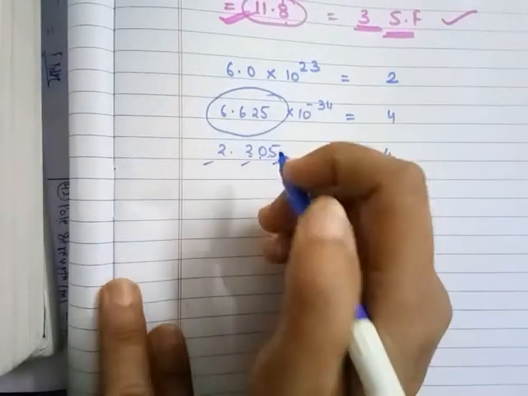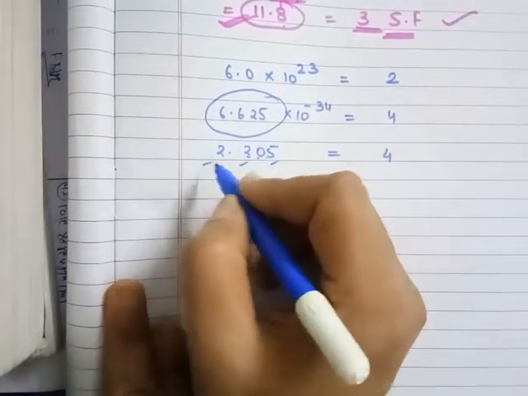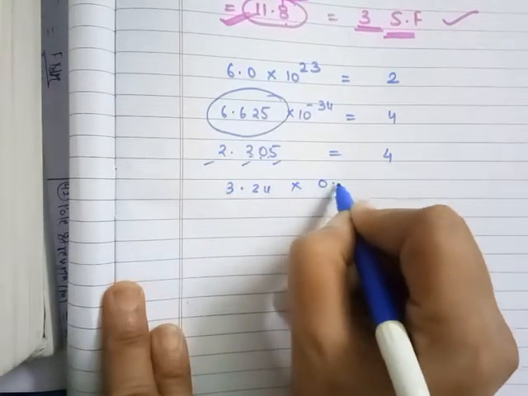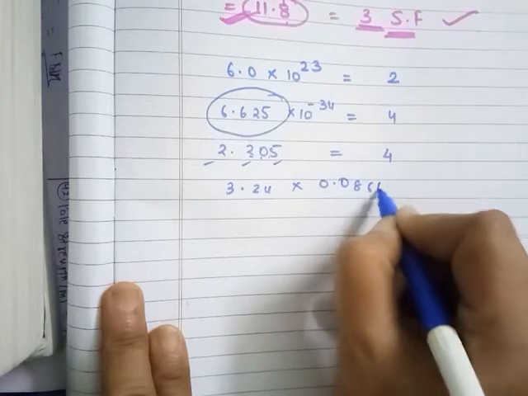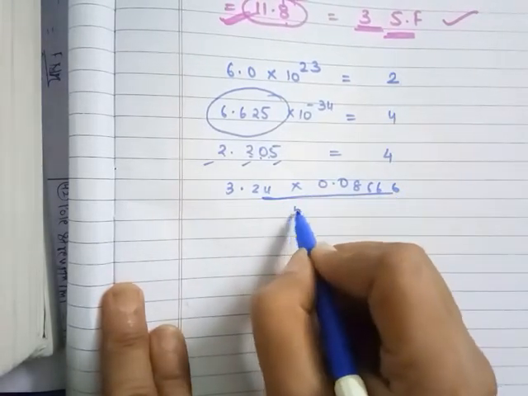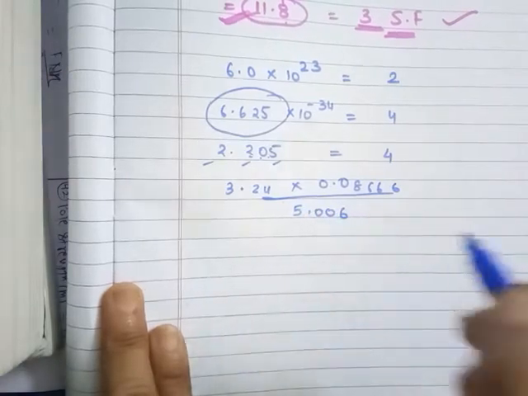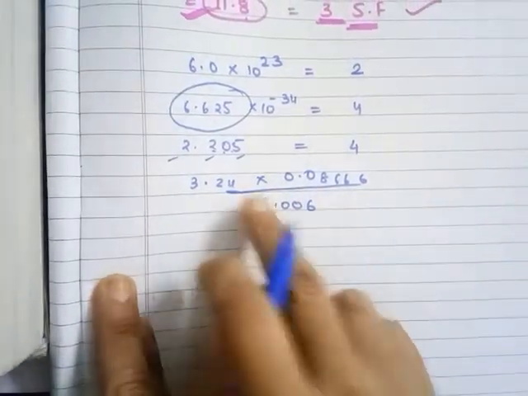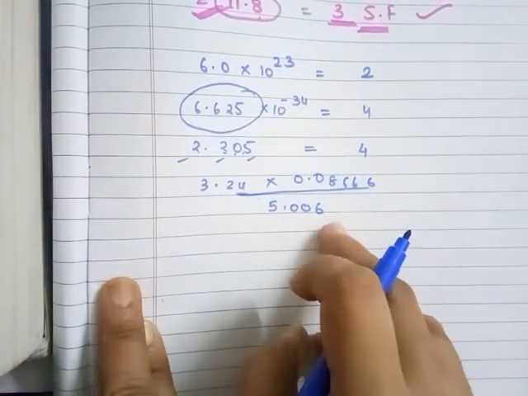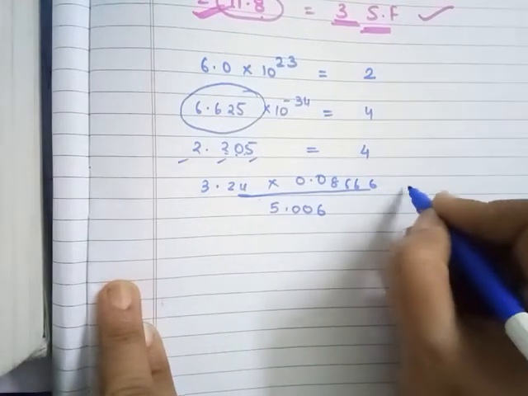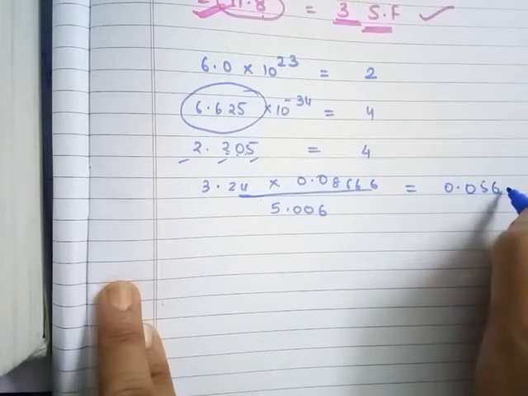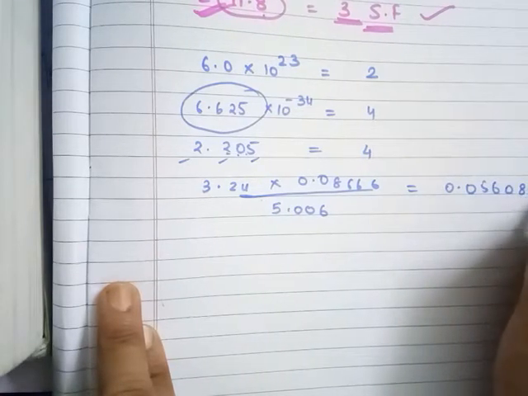In calculation you need to find how to do it properly. Now if, for example, you have 3.24 multiplied by 0.08666 and divided by 5.006. So 3.24, 0.08666 and 5.006. Now when you solve this, the result that you get by normal multiplication and division is 0.05608883.